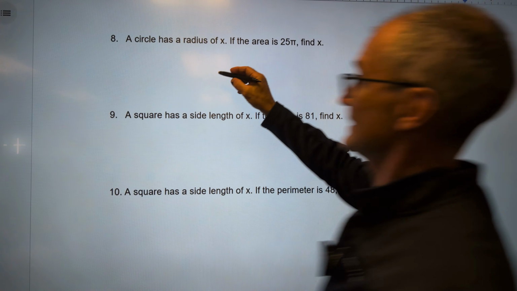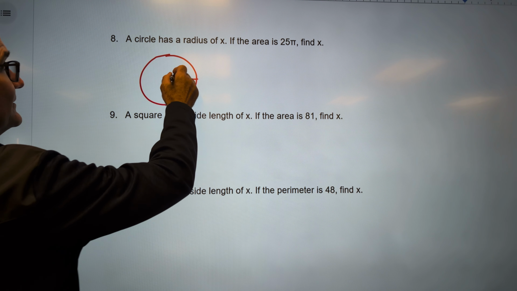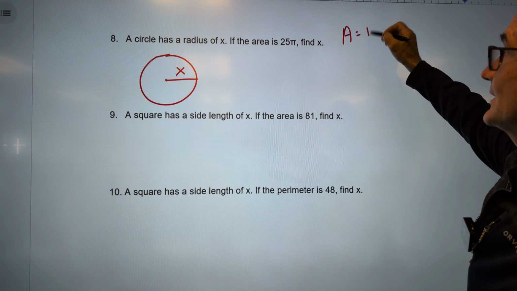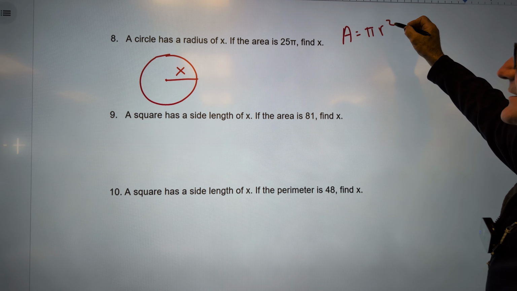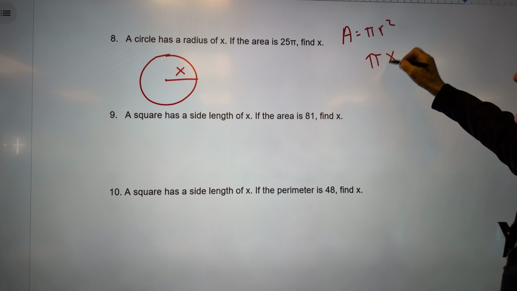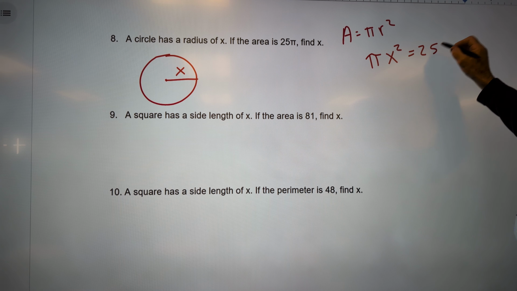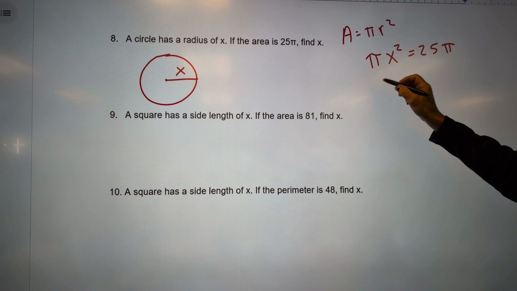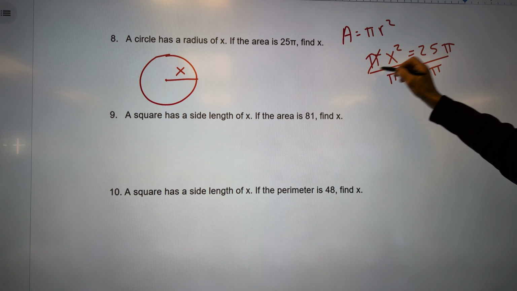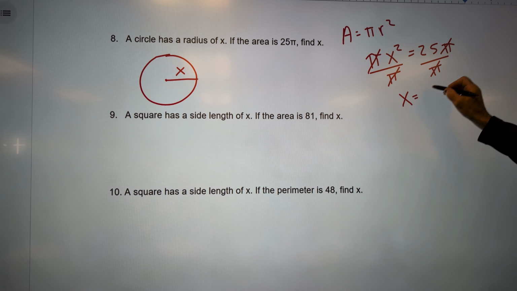Similar, the circle has a radius of x, and the area is 25 pi. So the equation for area is pi r squared, but r is x, so I have pi x squared is equal to the given area 25 pi. Solving for x, I divide both sides by pi. That gives me x squared. x squared equals 25, x is equal to 5.